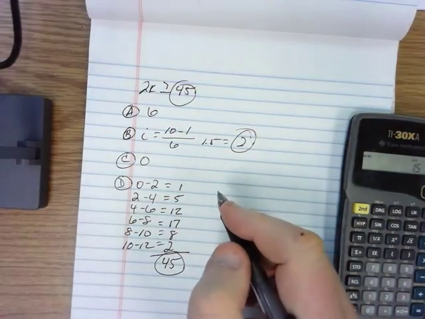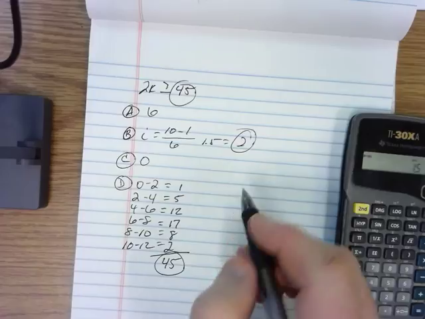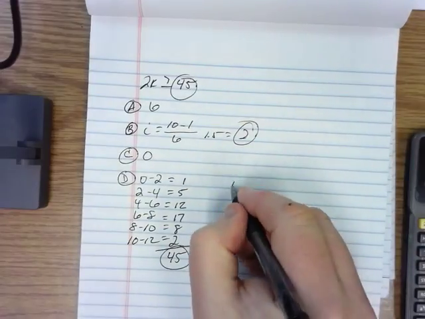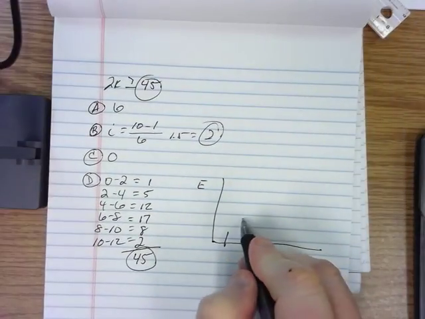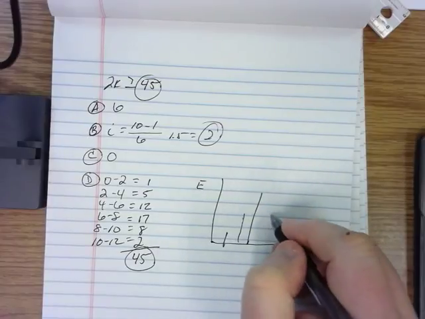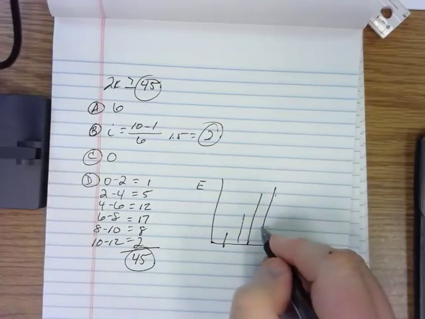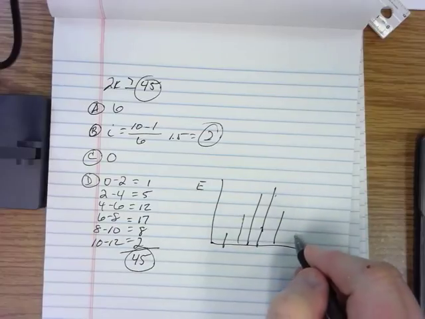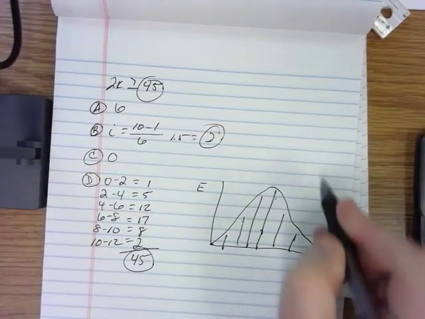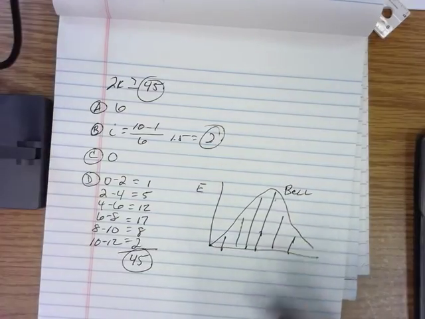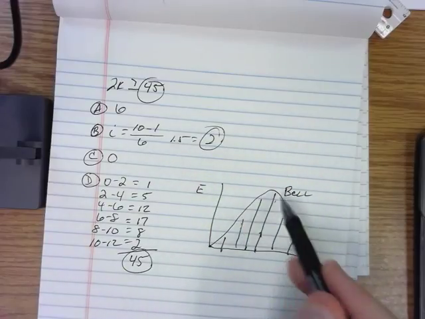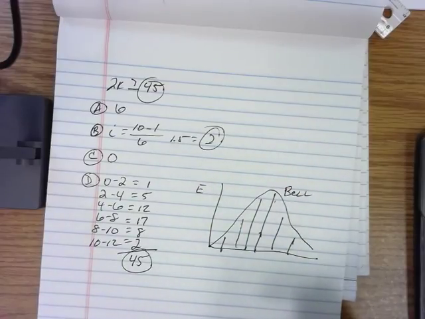So E is asking us to describe the distribution. So I'm just going to do it right here and just kind of generally line it out. So we've got 1, we've got 5, we've got 12, we've got 17, we've got 8, and then we've got 2. So this is more of a true bell curve. The other one was a little bit sloped back, but this is more of a true bell curve as you look at the curve of the problem.